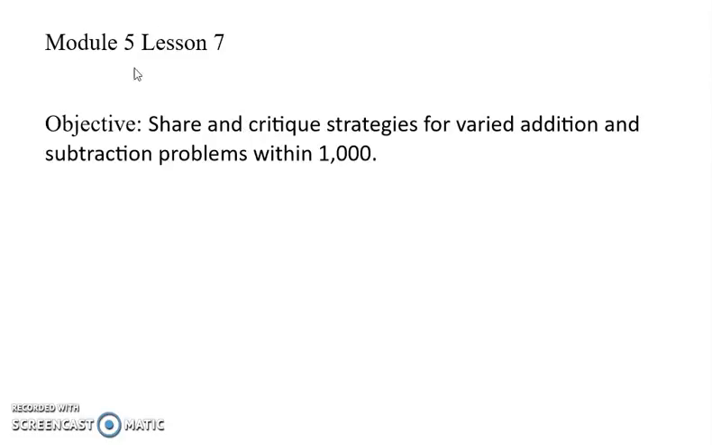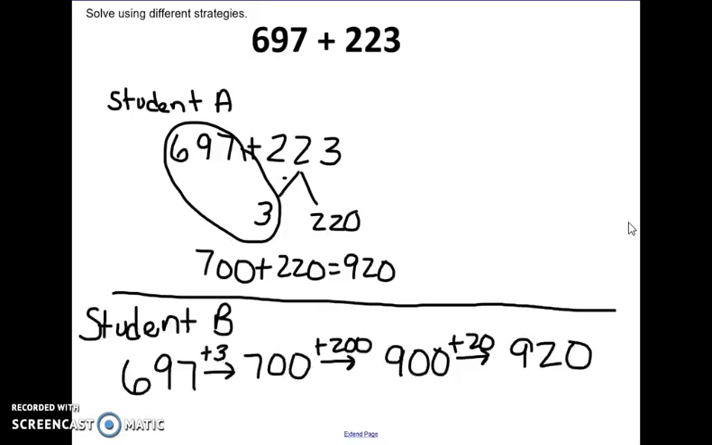Okay, today we're going to do Module 5, Lesson 7, and our objective is to share and critique strategies for varied addition and subtraction problems within 1000. So today we're going to take a look at some problems and see how different strategies can be used to solve the problem. Here we have the problem 697 plus 223.